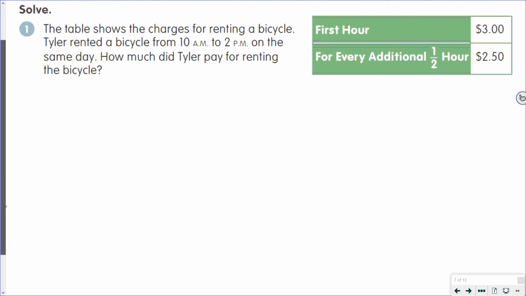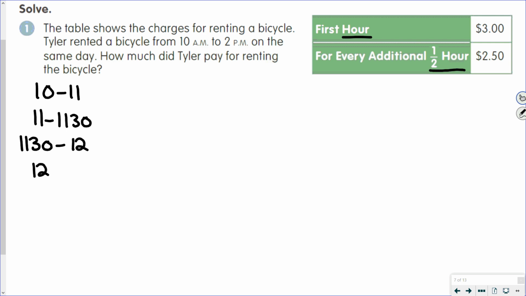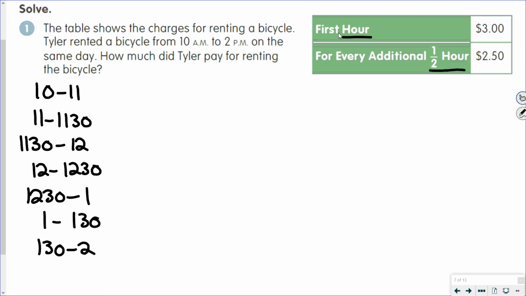So there's a couple ways that you can actually do this one. Okay. First is kind of taking what we just talked about. We have hour and then we have half hour. So the first hour would be 10 to 11, and then we're going by half hours. So that'd be 11 to 11:30, 11:30 to 12, 12 to 12:30, 12:30 to 1, 1 to 1:30, and then 1:30 to 2. Okay. Well, for the first hour, it's $3. And then every half hour after that is $2.50.